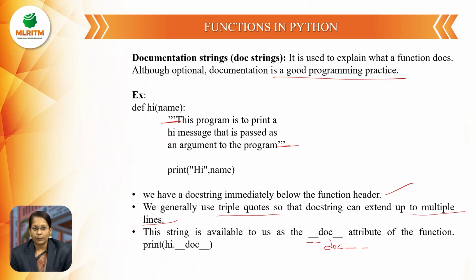Suppose you want to print the docstring of the function; then we write print, the function name, dot, underscore underscore doc underscore underscore attribute. This is generally optional. If you do not mention this line in our program, the docstring will not display on the output screen. If you want to display the docstring on the output screen, we have to write this statement: print the function name dot underscore underscore doc underscore underscore attribute.